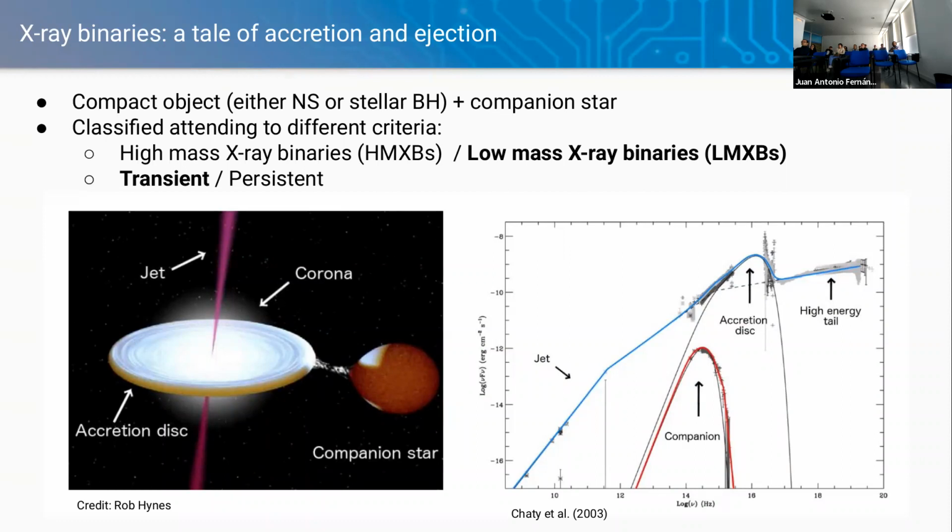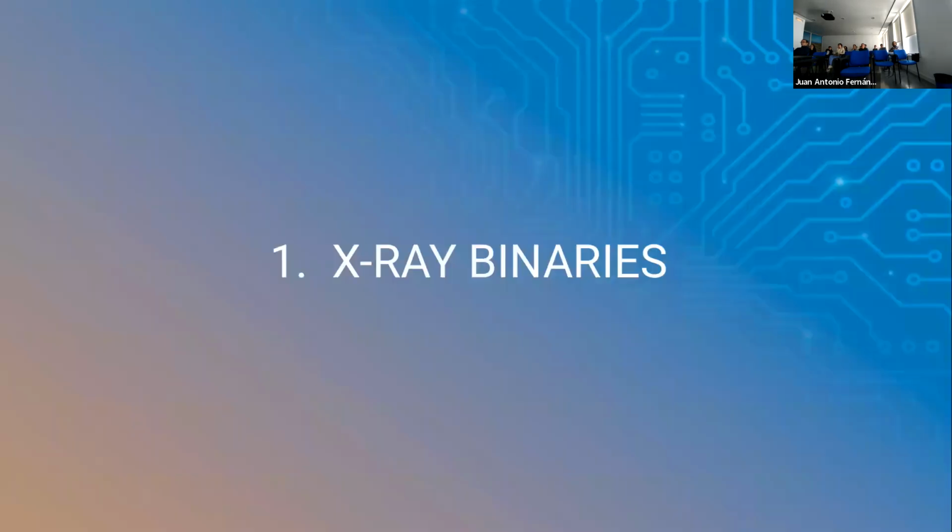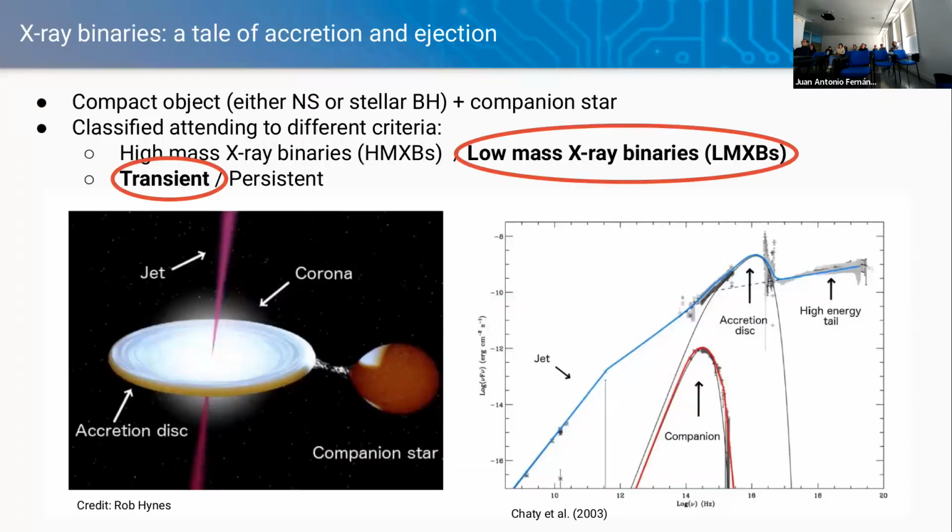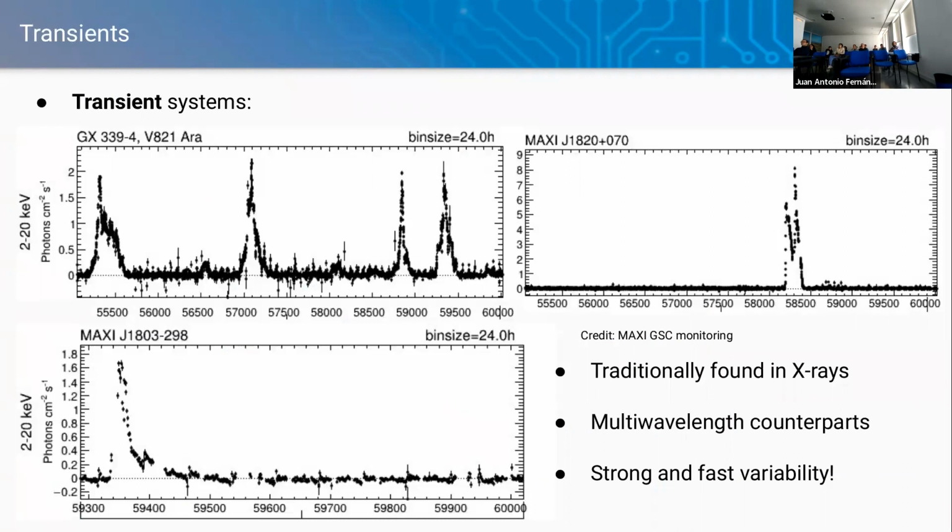And finally, you may also find these jets, which will mainly produce synchrotron radiation, so it will follow this power law distribution, and it will contribute to the radio and actually get all the way into the near infrared. So that's overall the picture that we can find for these systems. And I will be only focusing, as I was saying before, on low mass X-ray binaries and on transient systems. So let's have a closer look at how these transients look like when we first discovered them.